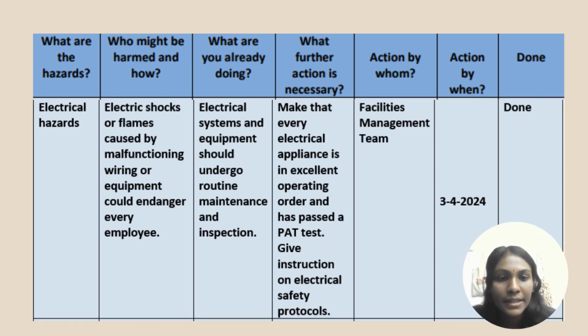So the fourth hazard is electrical hazard. So who might be harmed and how? Electrical shocks or flames caused by malfunctioning wiring or equipment could endanger every employee. So what are you already doing? Electrical systems and equipment should undergo routine maintenance and inspection. So the action for this asset is to make sure that every electrical appliance is in excellent operating order, and also make sure that it has passed the PAT test, and also give instruction on electrical safety protocols is the best action that we can take for this electrical asset.